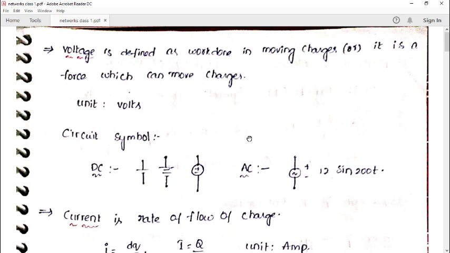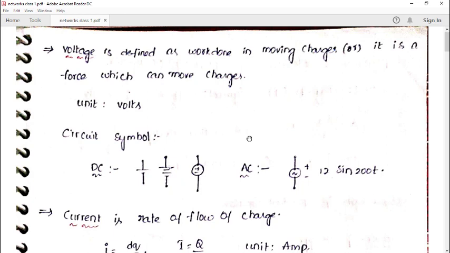So this video contains fundamentals of electrical circuits. Let us start with voltage then. Voltage can be defined as the work done in moving charges, or you can also define it as a force which can move charges. So it is a brief introduction of voltage.